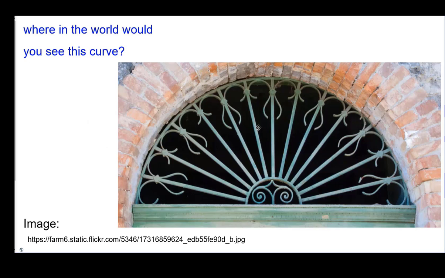Where in the world would you see this curve? Hopefully you'd see it a lot of places. We found this one place here. Thought that was kind of cool.